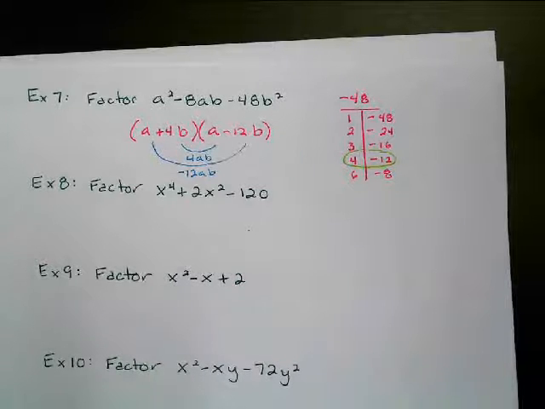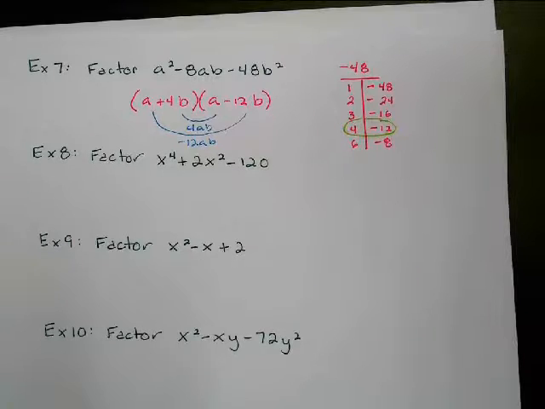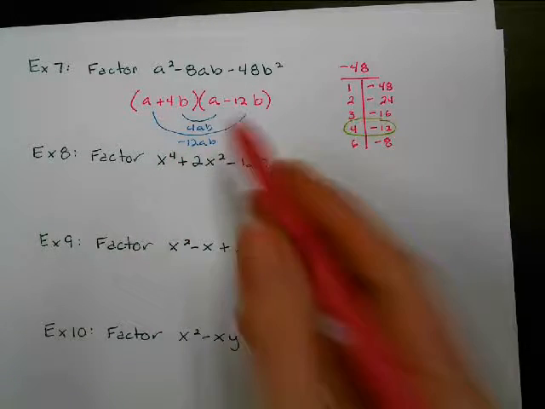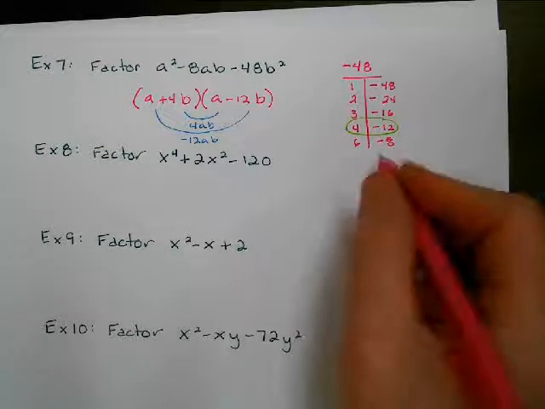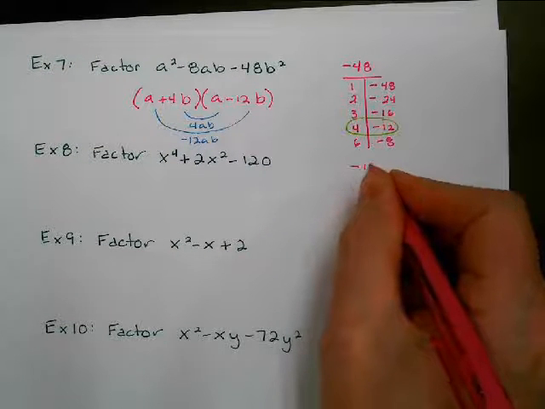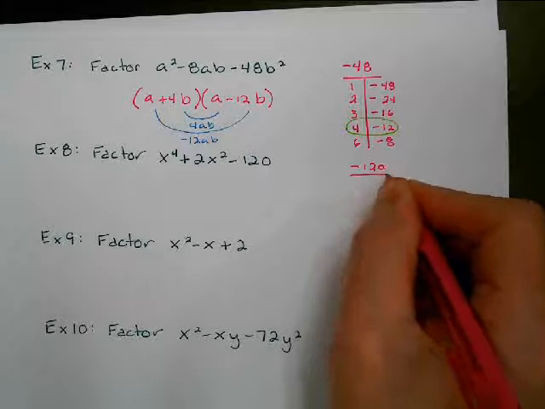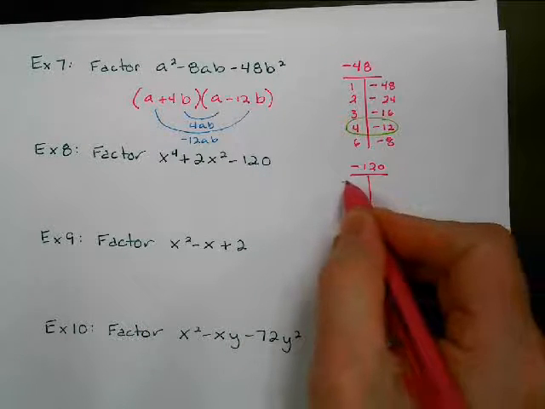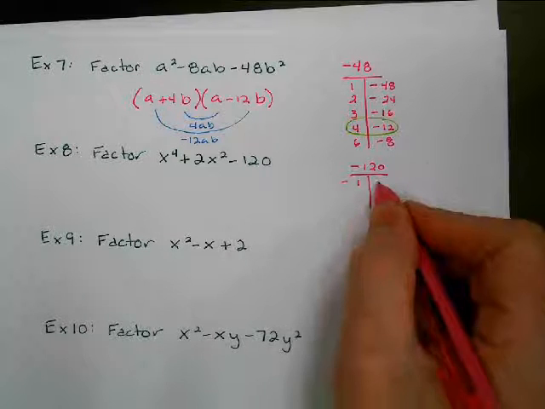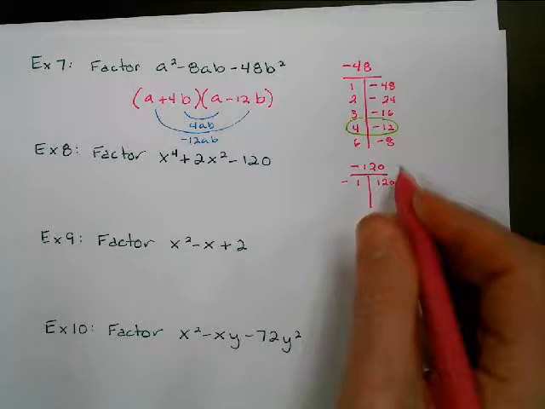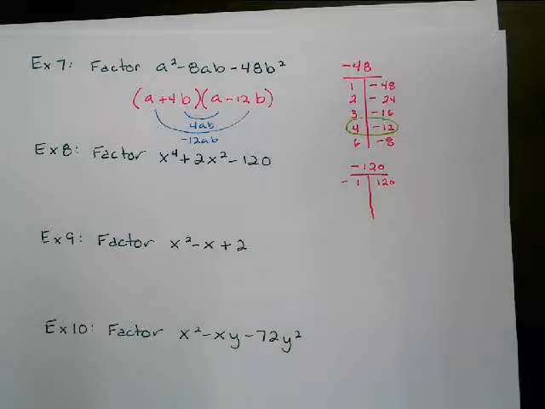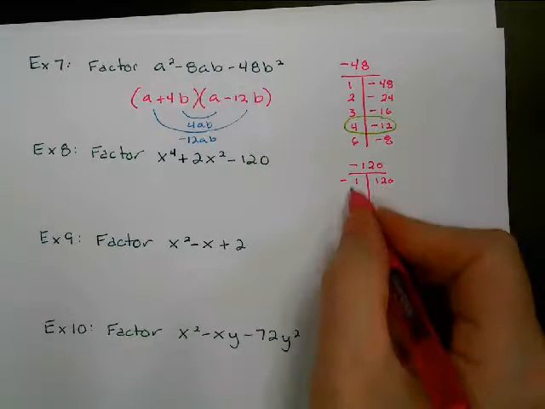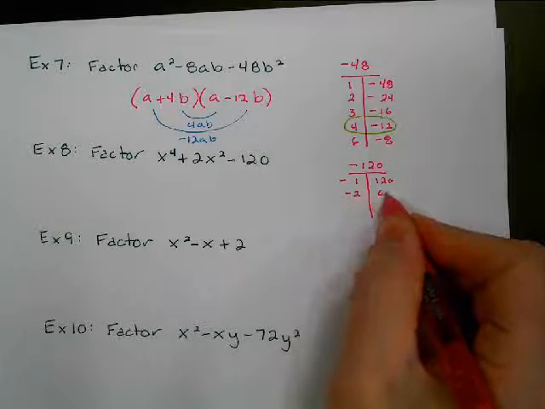All right, next one. We've got -120 at the end. I've completely ignored the x to the fourth for right now. It's not scaring me at all. So I've got -120 over here. That's a lot of combinations. This one's positive, so that means my positive number has to be bigger. So the smaller number is negative, my positive number is bigger. So -1 and 120. 2 goes in there, so it'd be -2 and 60. 3 goes in there, so -3 and 40.